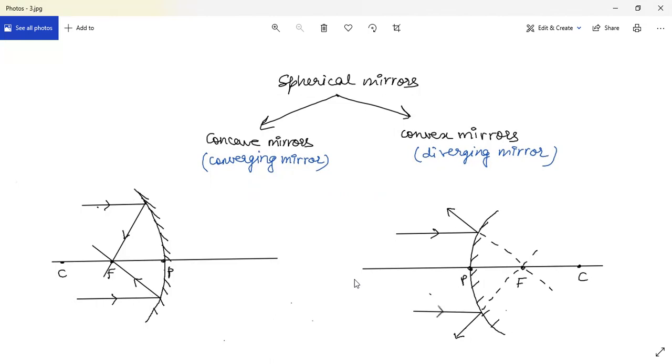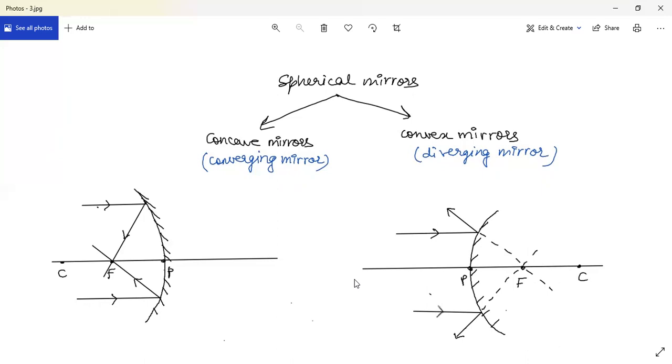Now, two important things that you have to remember is how do you identify if a mirror is a concave mirror or a convex mirror? So there are two ways. One is with touching and one is without touching. So with touching, you can get to know. For concave, the reflecting surface is always curved inwards, and for a convex mirror, the reflecting surface is always curved outwards.